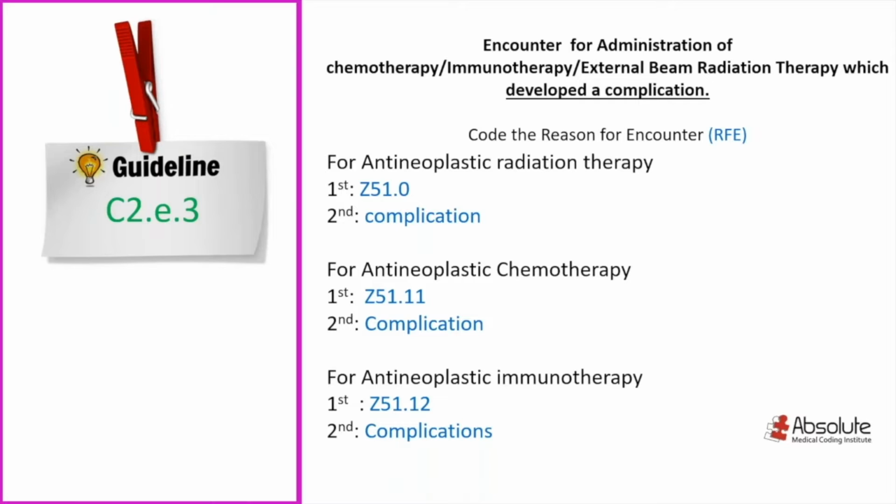The same applies for the anti-neoplastic chemotherapy, where we should first assign Z51.11 and second, the complication code. And for anti-neoplastic immunotherapy as well, the first principal code would be Z51.12 and second would be the code for the complications.